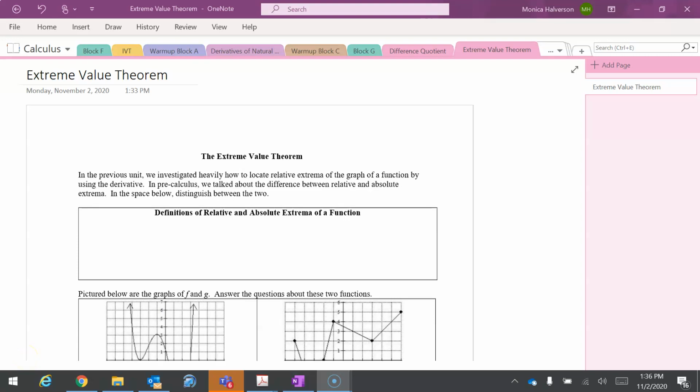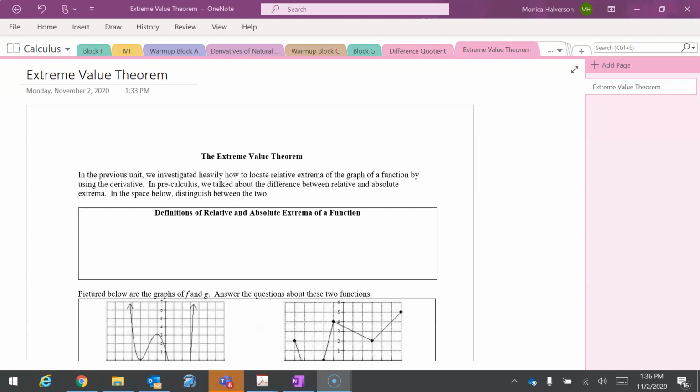So today we're going to focus on the extreme value theorem. And the extreme value theorem is used to help us identify absolute extrema of a function. So in the previous unit, we really investigated how to locate the relative extrema, the relative max and min, using our first derivative and even our second derivative. In pre-calculus, we talked about the difference between the relative and the absolute extrema.